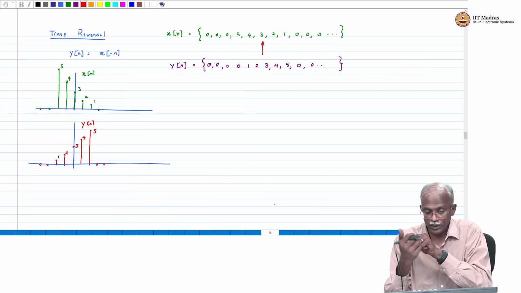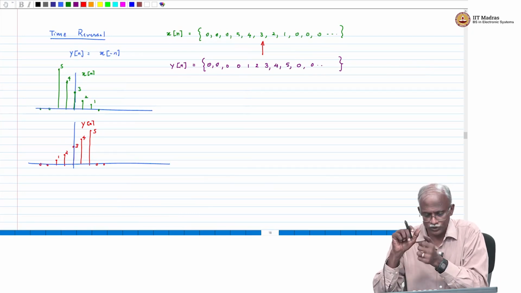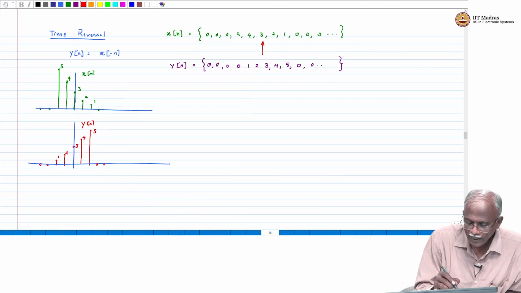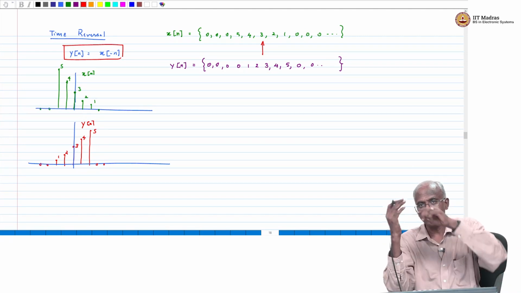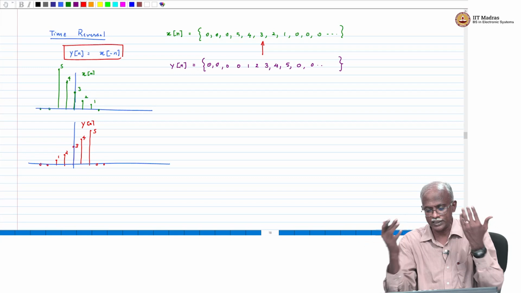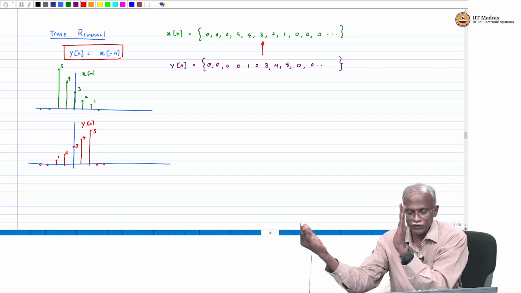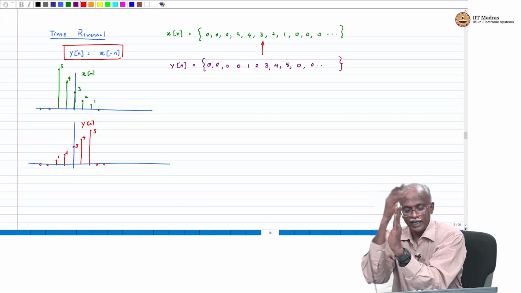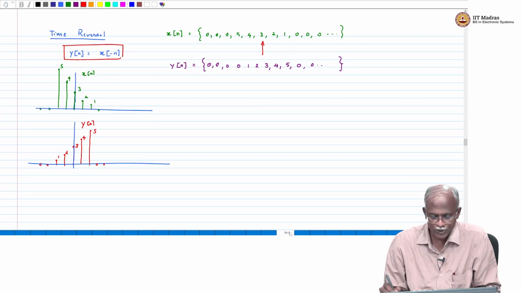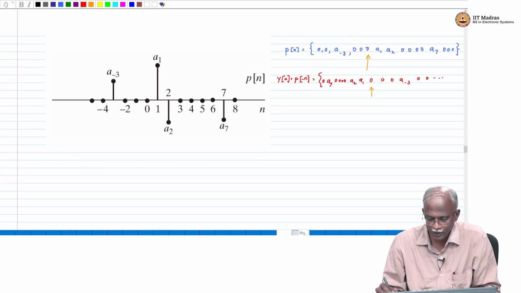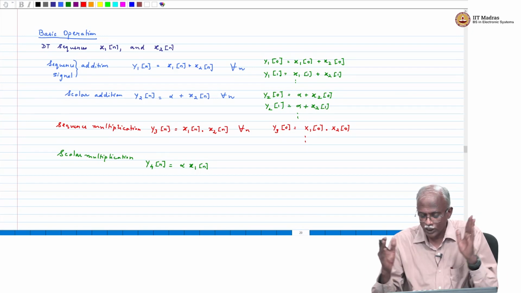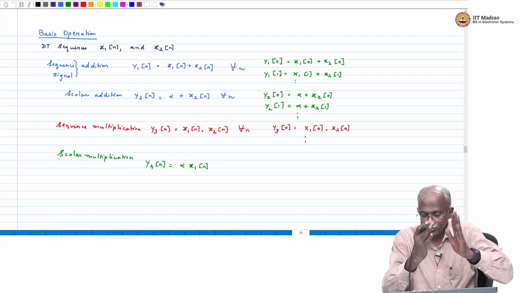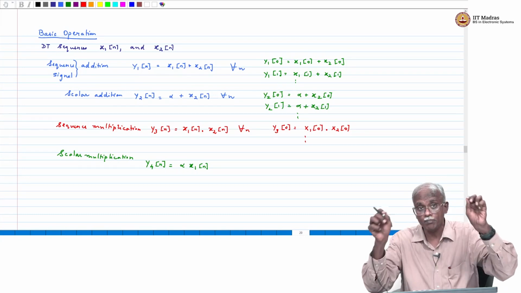Then the important operation of time reversal. When you replace x of n by x of minus n, it's as if you kept a mirror at time n equal to 0 and basically everything shifted on either side. So, whatever was to the right of the 0 went to the left and whatever was to the left went to the right. So, this is the aspect of time reversal. We did an example of that. Then we looked at basic operations that you can do. If 2 sequences are there, you can add them together, you can multiply them together sample by sample.